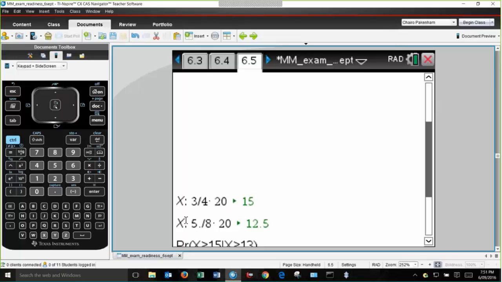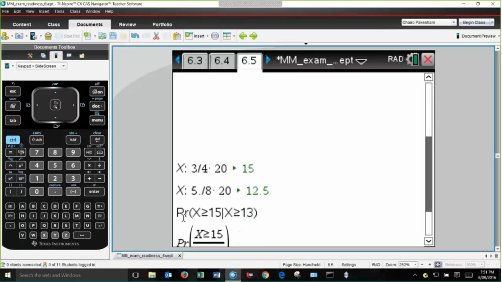A p hat value of 5/8 corresponds to 12.5. However, because it has to be discrete, I need the probability that x is greater than 15 given x greater than 13.